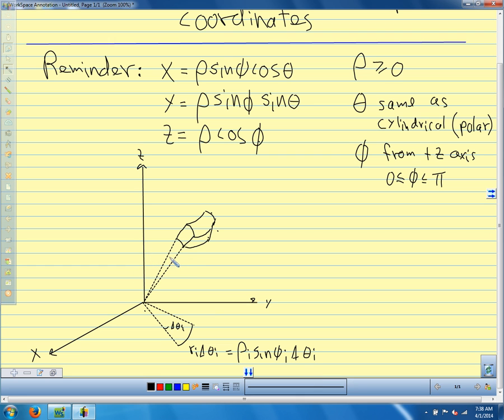This little angle here is delta phi sub i. The length of this side of the block is delta rho sub i. I'll put a little arrow here. So that distance is delta rho sub i. This side of the block is the same as this little piece, so this is rho sub i sine phi sub i delta theta sub i.